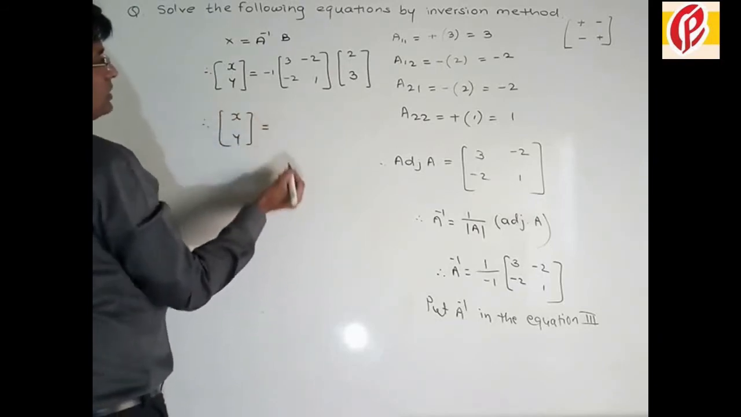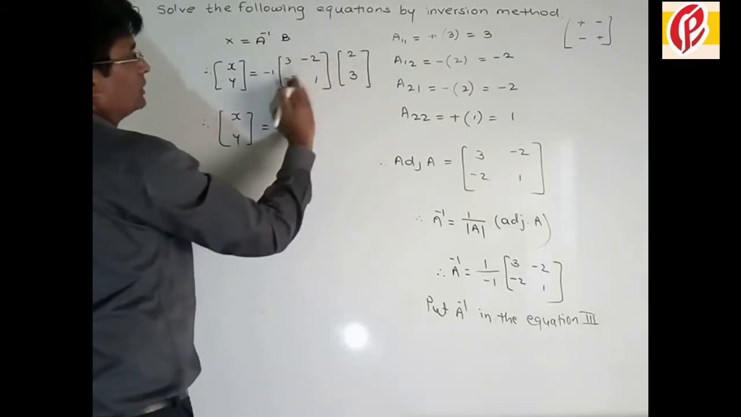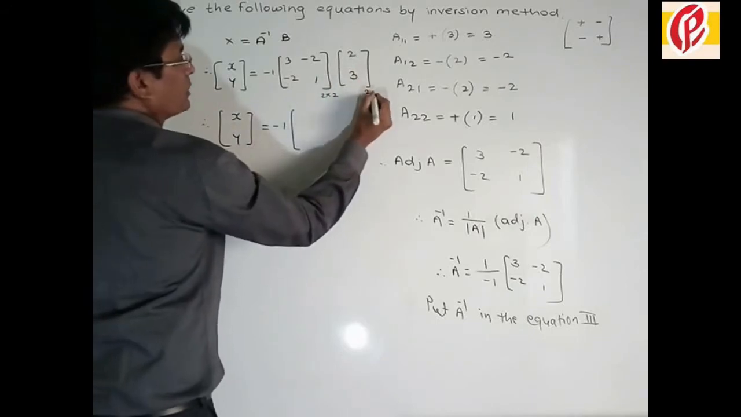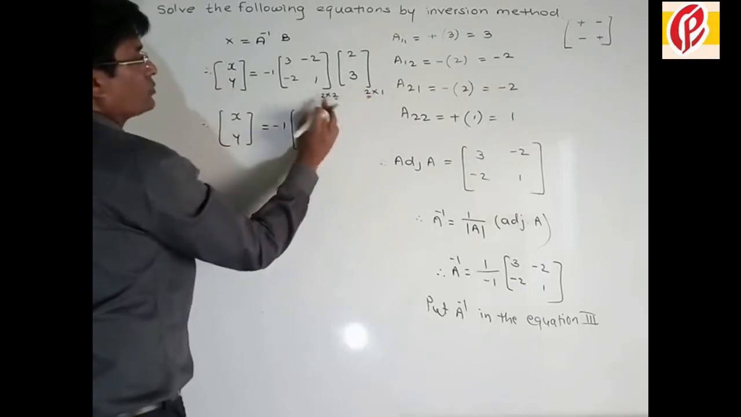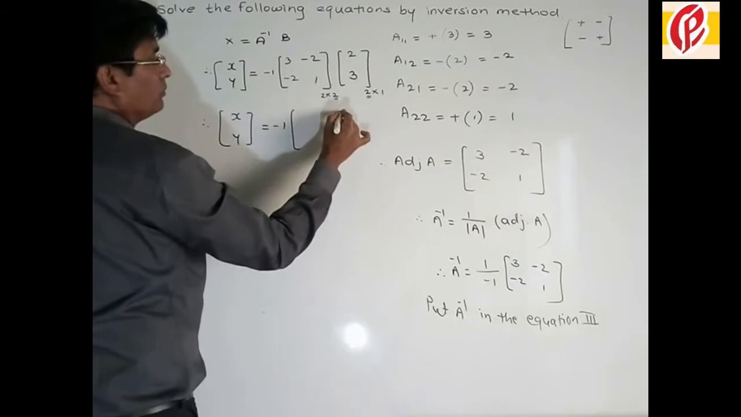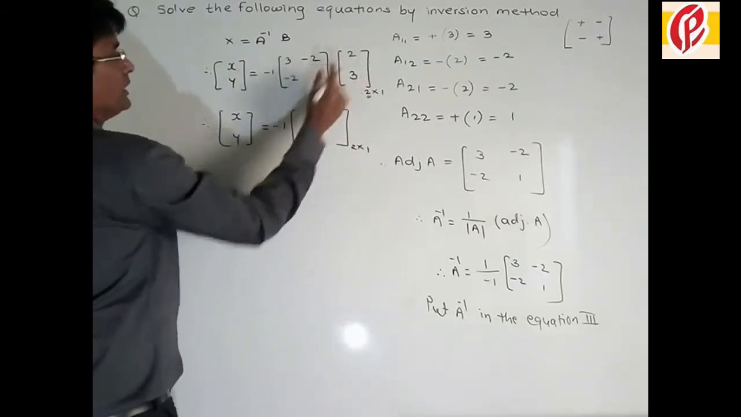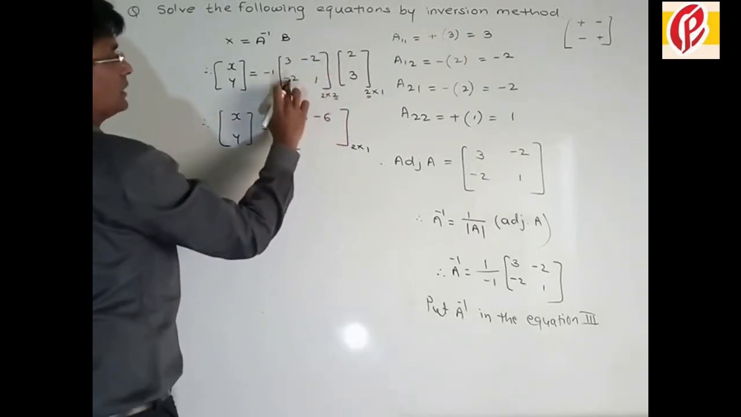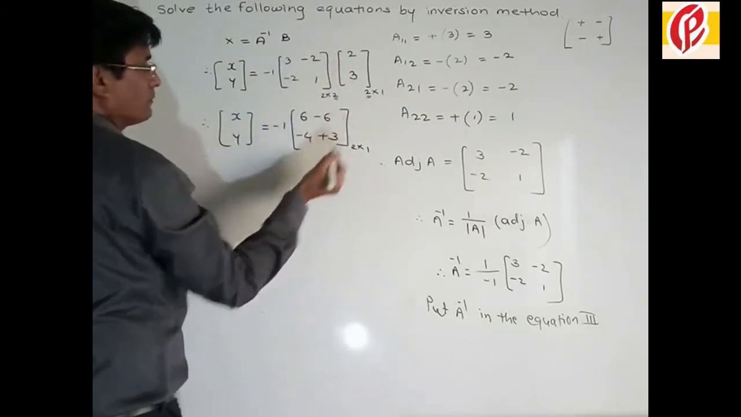Then [x; y] is equal to minus 1 into the multiplication of two matrices. This is 2 by 2 and this is 2 by 1. So these are the same, 2, 2. So we will get a 2 by 1 matrix here: 2 rows and 1 column. So first row is 3 2s are 6, minus 2 into 3, minus 6. Then minus 2 into 2, minus 4, plus 1 into 3, plus 3.